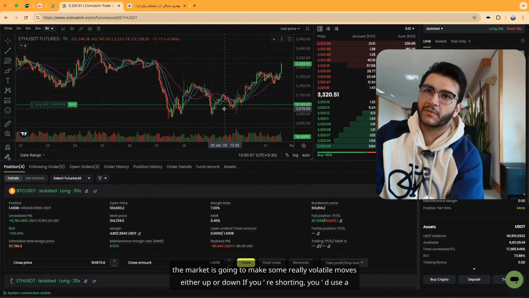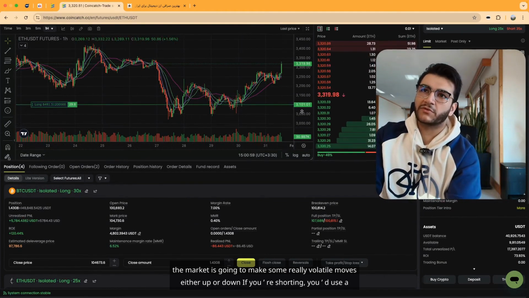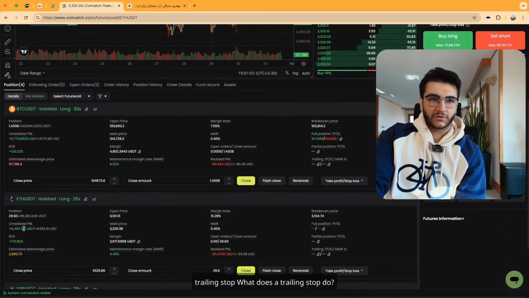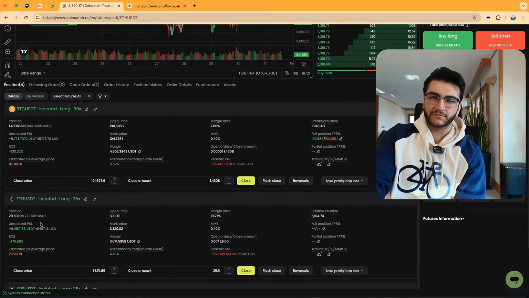Now, for the stop target you want to set, the first type I mentioned is for when you anticipate that the market is going to make some really volatile moves either up or down. If you're shorting, you'd use a trailing stop. What does a trailing stop do? Let me show you on the chart.